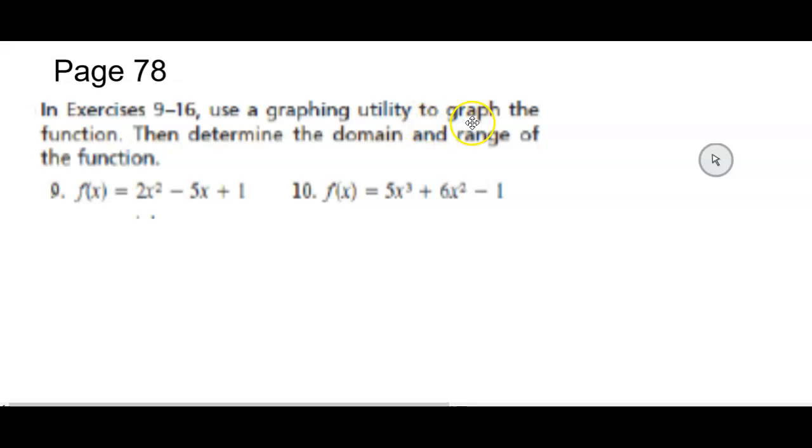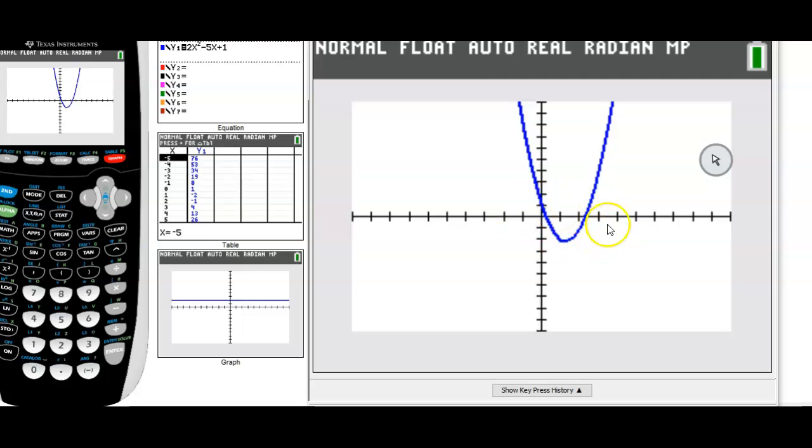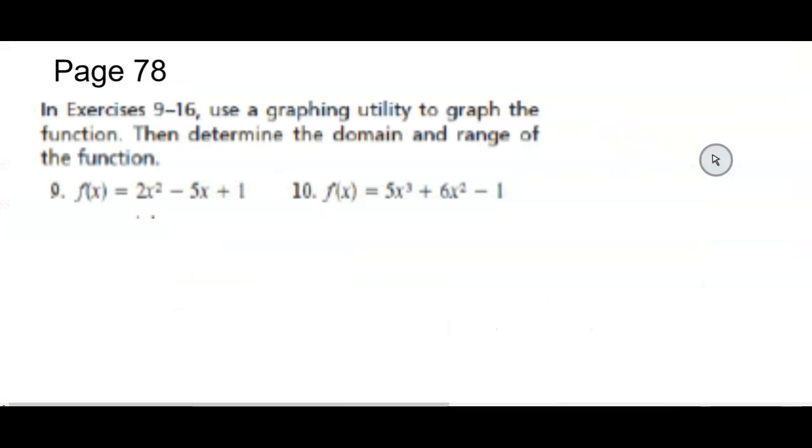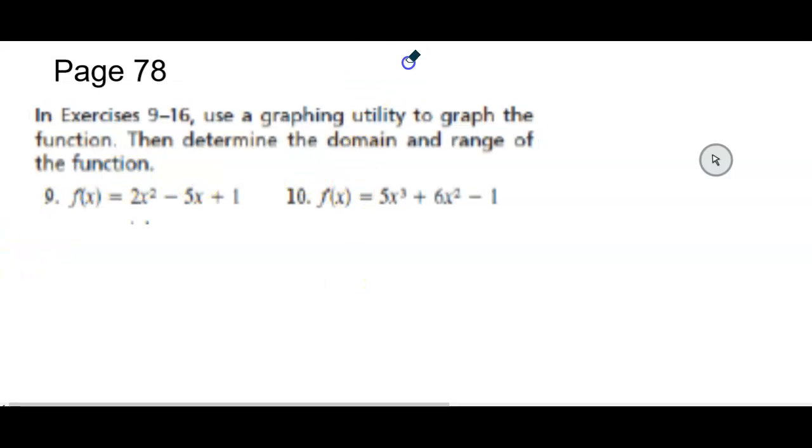Alright, use a graphing utility to graph the function, then determine the domain and range of the function. So we need to graph this first real quick, so I'm going to graph it. So there's our graph right there. You see right here that it doesn't stop going to the left, it doesn't stop going to the right. So we're going to say the domain is all real numbers.